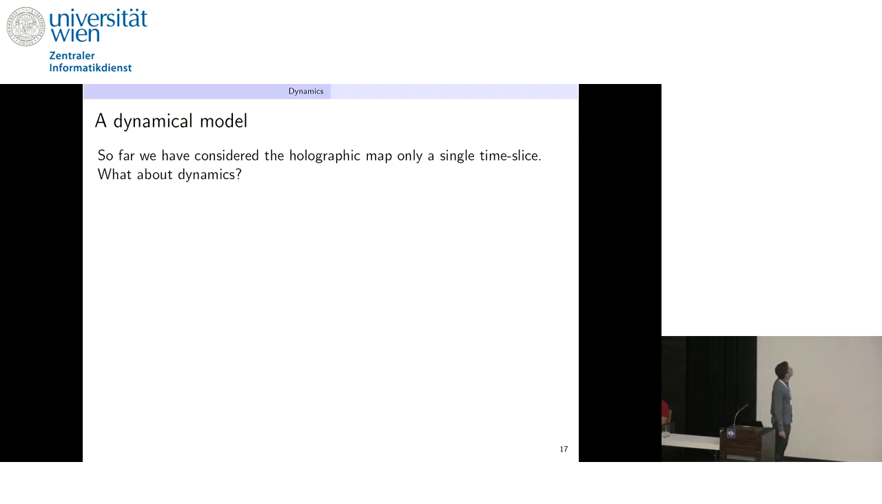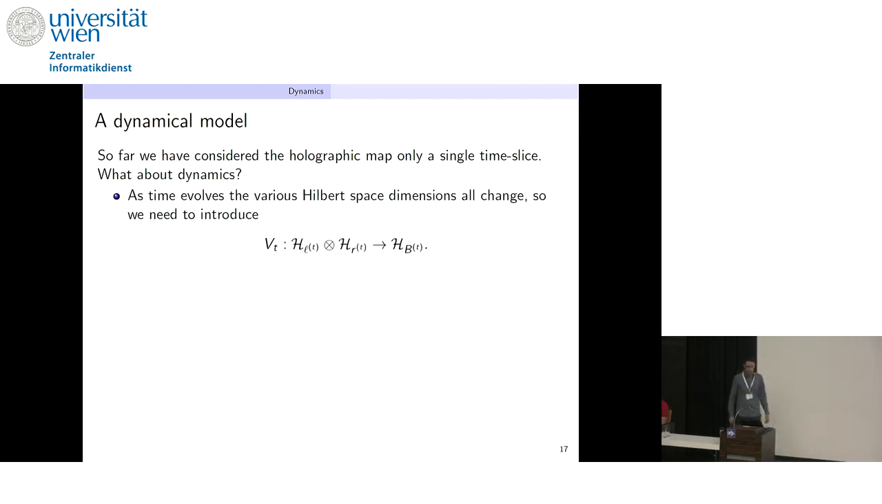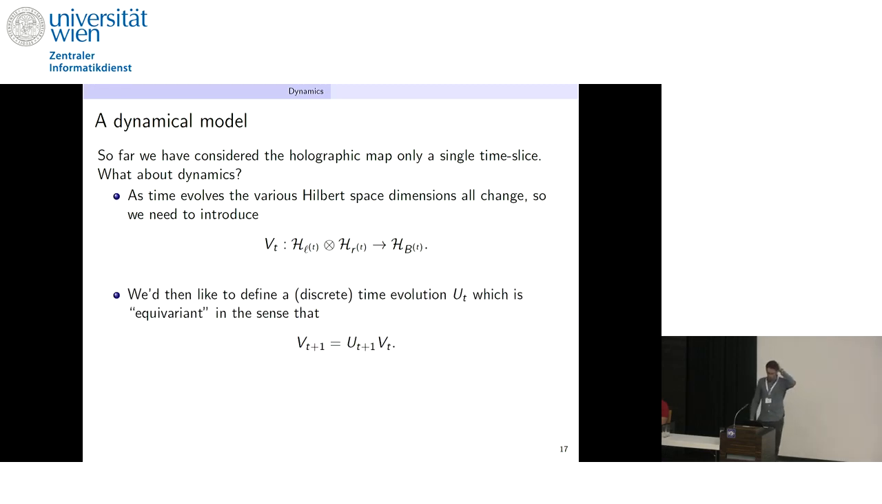So far we have considered the holographic map only on a single time slice. What about dynamics? As time evolves, the various Hilbert space dimensions all change, so we need to introduce time-dependent versions of all of these things. We have a time-dependent holographic map, which takes the left and right movers at time t and maps them to the black hole microstates at time t. We then want to define a discrete time evolution operator, u_t. So at time t, actually technically you want to act with u_{t+1} in our conventions, but anyways.